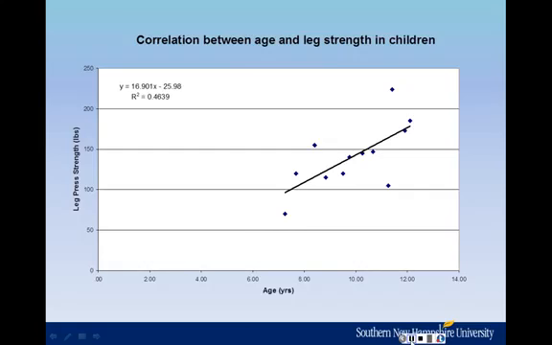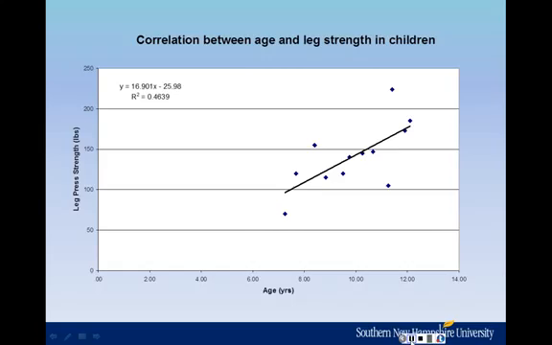We measured how strong their legs were. We measured their leg press strength. This is on one particular machine, which is the leg press. And then we made note of their age. And so what we wanted to see was whether age and leg press strength was related. And we had the computer put a line of best fit through the data. And so that's what that diagonal line is.